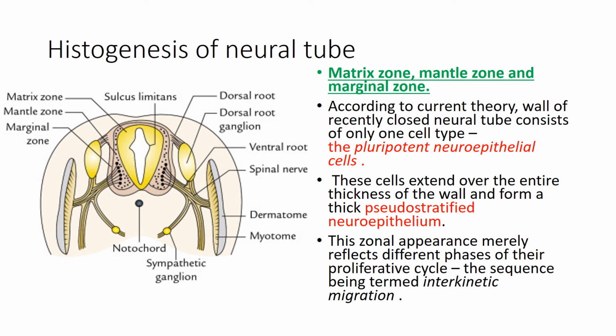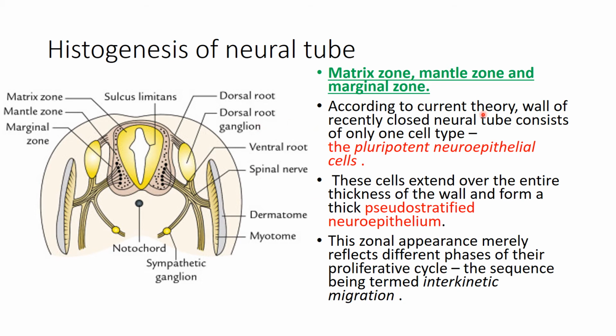Now, histogenesis of the neural tube, which refers to the formation of various cells and axons within the developing neural tube. The neural tube mainly has three zones of development from internal to external. They are the matrix zone, innermost, the middle mantle zone, and the outermost marginal zone. Let us see why the zones are named so, what is present in each zone and how it develops.